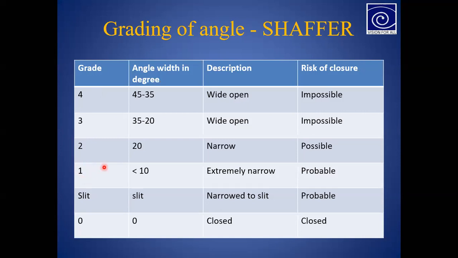So if the angle is like grade 1, then there will be a closure angle, and that will be considered as a closure angle. Glaucoma or closure angle, you can simply say... You cannot say glaucoma. You will simply say that there is a close angle for this patient. Okay, and if there is no angle structure visible, then that will be considered as grade 0, means complete closure angle is there.